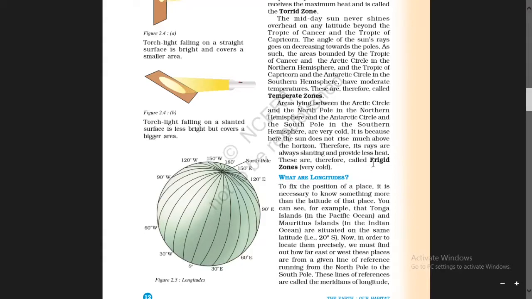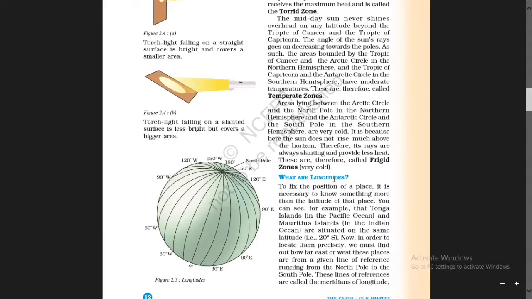These are therefore called frigid zones. Frigid means very cold, frigid zones. That is why it doesn't provide more heat. The slanting fashion of the rays of the sun provides us less heat. That is why these are called frigid zones or very cold zones.